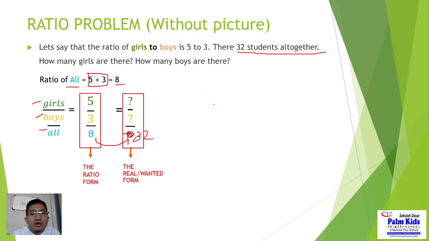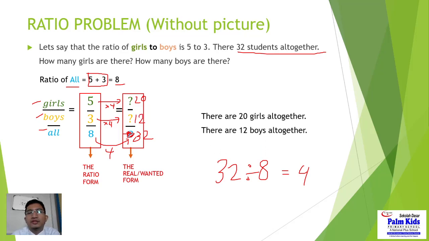How do we get that? We just write 32 divided by 8. The opposite way of thinking is dividing them. 32 divided by 8 is 4. So we know that the ratio is all multiplied by 4. So now we know the girls are 5 multiplied by 4, which is 20, and the boys are 3 multiplied by 4, which is 12. So there are 20 girls and there are 12 boys altogether.